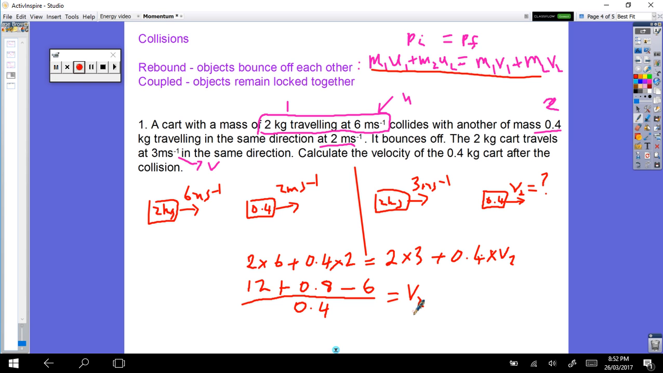I've just gone through and rearranged that. I've done a couple of steps in one step, so feel free to write out every step. That is completely fine, and just keep practicing rearranging equations. It's absolutely vital for physics. And you're going to get an answer when you put that in a calculator of positive 17 meters per second, which means that it's going in the same direction.